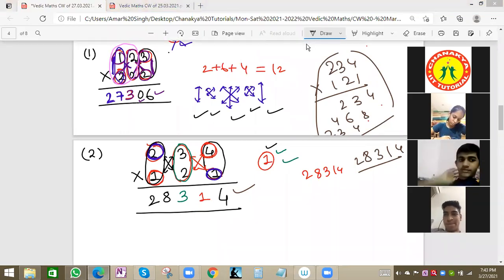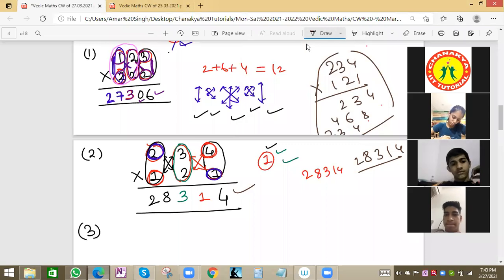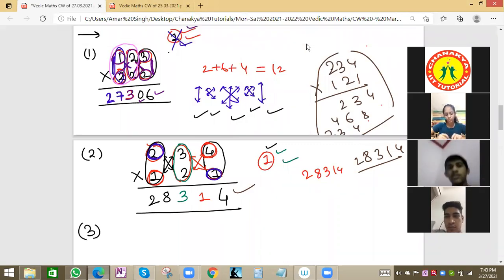So please try this question. Here time is not important, just take whatever time you feel, but the answer should be correct. Sir, please, after this trick, tell us how to find the square root, because that's most needed in the exams. Square root and cube root. No problem. We'll see in the next session how to find the square root and cube root. Please try this question.